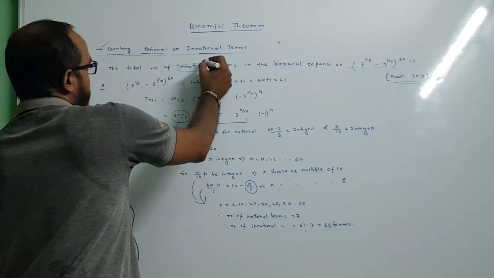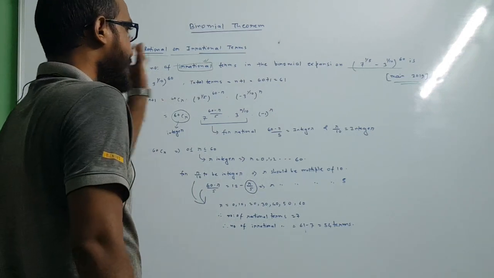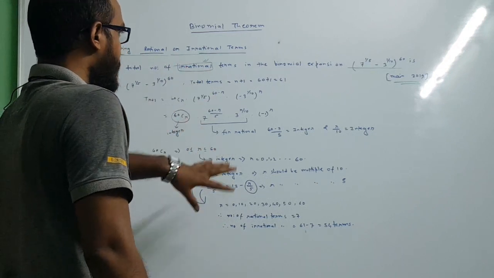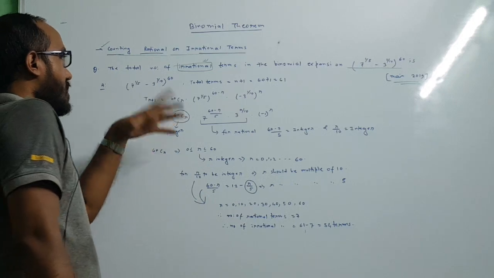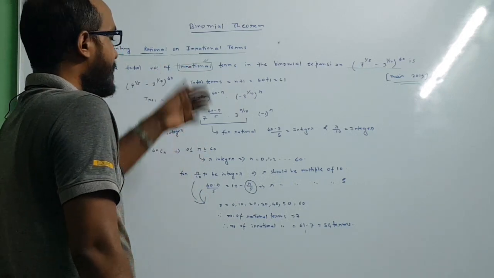So in order to find out the irrational terms, always remember, first of all you have to find the rational terms. Then subtract from the total number of terms, you will get irrational terms. Never find out irrational terms at the first attempt, because in maximum cases irrational terms will be larger or higher than the rational terms.